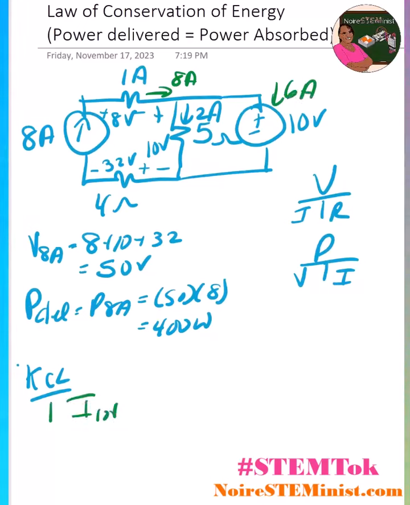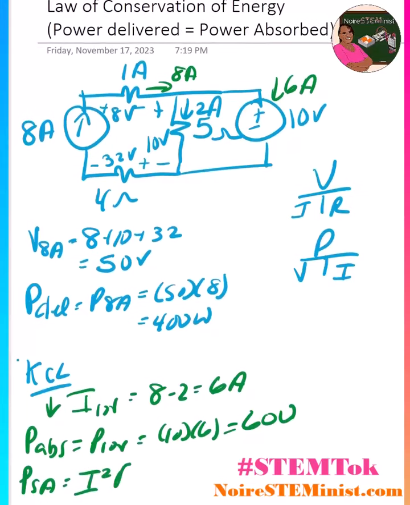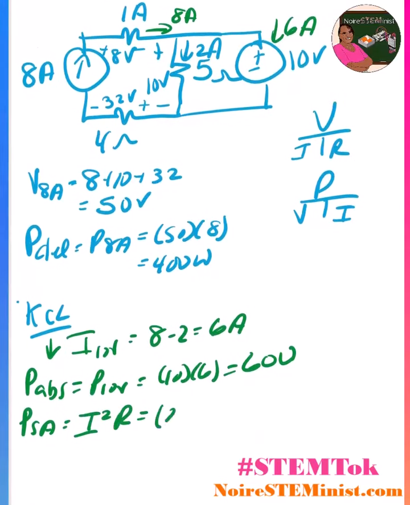Using KCL, I can find that the current of the 10 volt source is going to be 8 minus 2, which is 6 amps. So now power absorbed for the 10 volts is 10 times 6 or 60 watts absorbed. Power absorbed for the 5 ohm is I squared R, or 4 times 5, which is 20 watts.